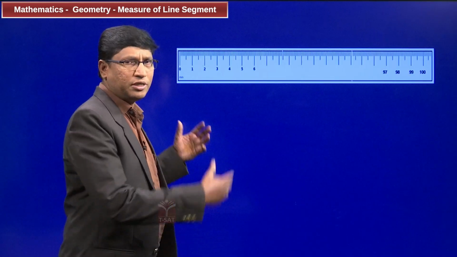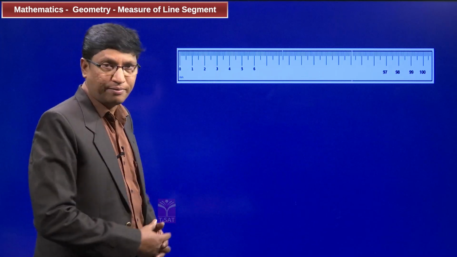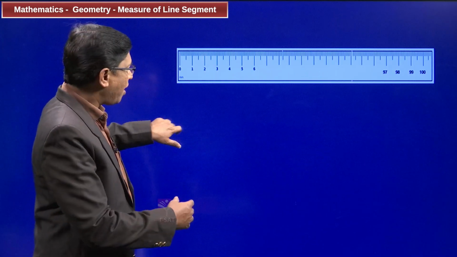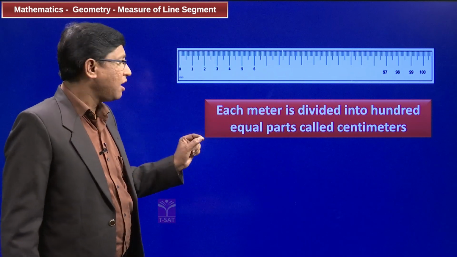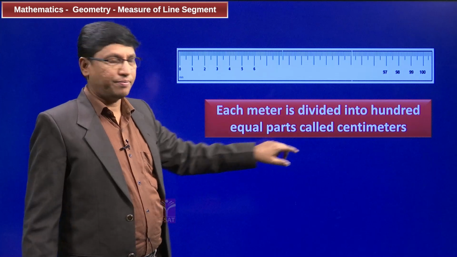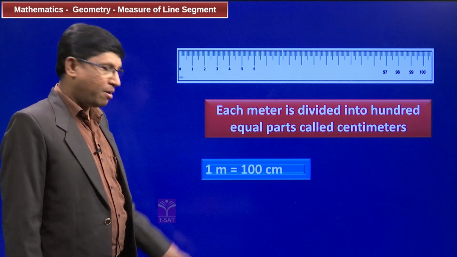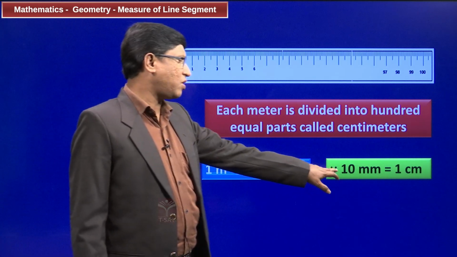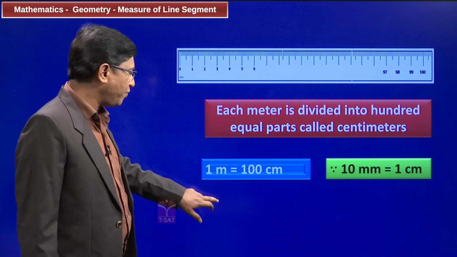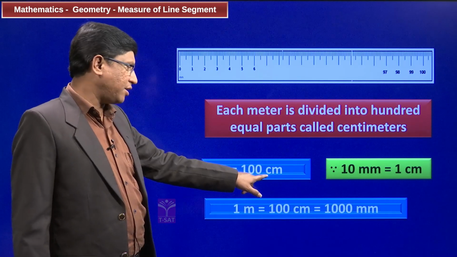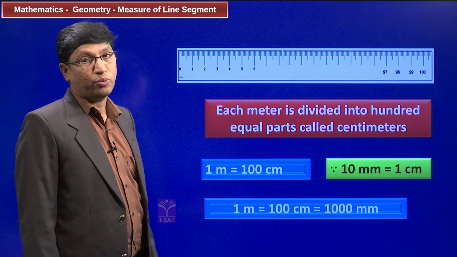So here, if you notice, it is a longer scale starting from 0 to 100. So it is called a meter scale. That means 1 meter consists of 100 equal parts or equal divisions, and each division is called a centimeter. That means I can say 1 meter is 100 centimeters. But already we have seen, children, just now, 10 millimeters is 1 centimeter. So using this relation, what we can say, 1 meter is nothing but 100 centimeters, or it can be written as 1000 millimeters also.